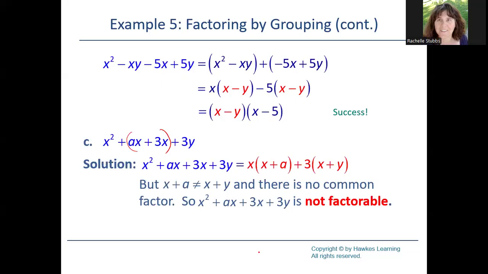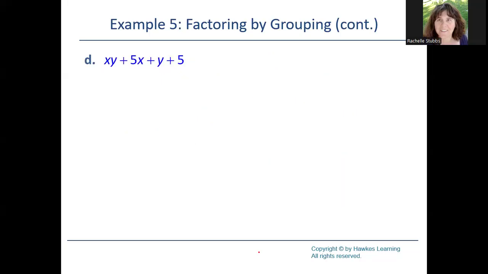Okay? All right, one more here. So I'm going to group these two together, and I'm going to group these two together. And these two have an x. And this one just has a y plus 5.